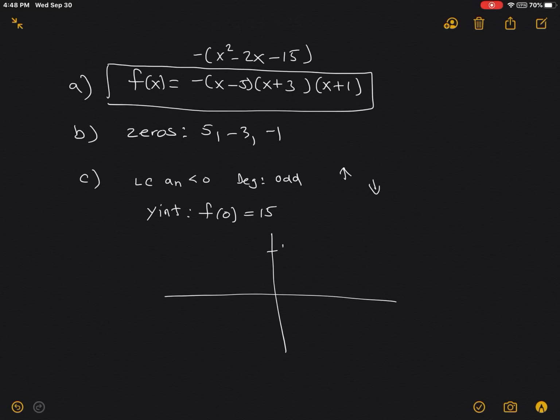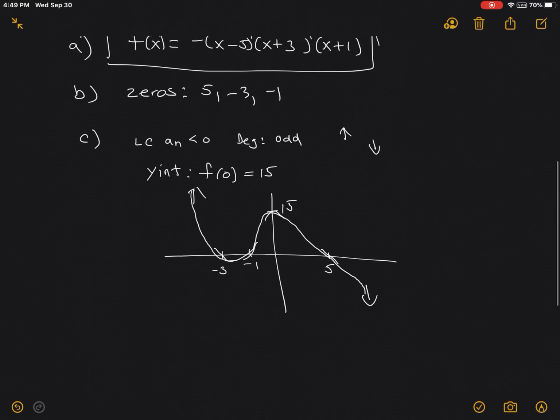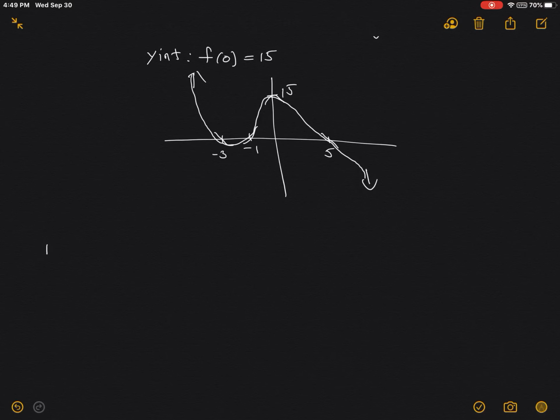So just a quick sketch. There's my y-intercept, going from left to right. I have negative 3, negative 1, and positive 5. And there's my end behavior. The multiplicity at all these zeros is 1, which means it's going to cross. So cross, cross, intersect the y-intercept, cross. Roughly, your graph's going to look something like this. So there's part 1. Let's do another one here.